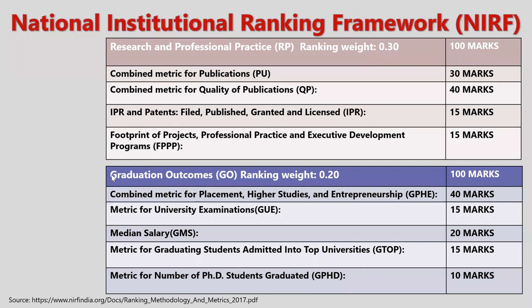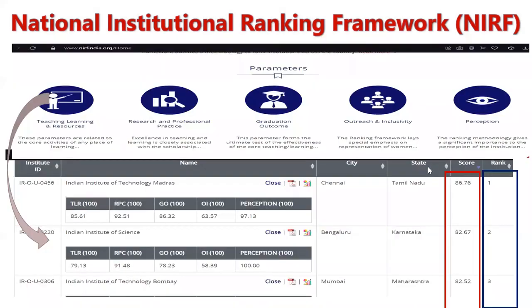So how does this help in the ranking? In this, you see the 2021 NIRF ranking chart. In this, IIT Madras got the maximum score. You see 86.76, and it ranks 1. So like this, any institution will get a score and a rank.